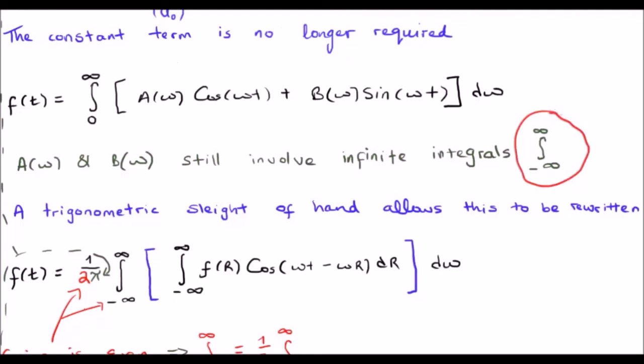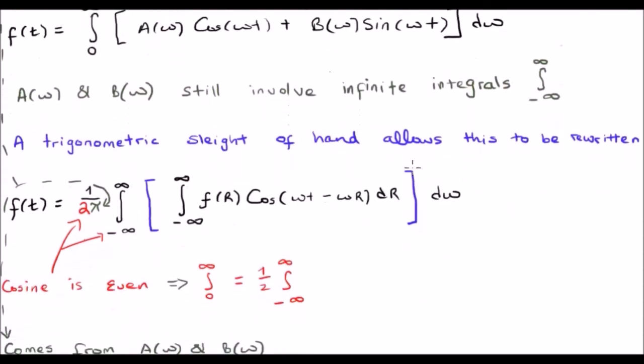Now we're able to do the trigonometric sleight of hand I was talking about earlier on. So remember, a of omega is going to have a cosine somewhere in it, b of omega is going to have a sine somewhere in it. So you have a product of cosines plus a product of sines. And the trigonometric sleight of hand I was talking about at the very start of the video allows us to rewrite this as cos of omega t minus omega r. We still have the d omega here, but because of the integrals for a of omega and b of omega, we also have a dr.